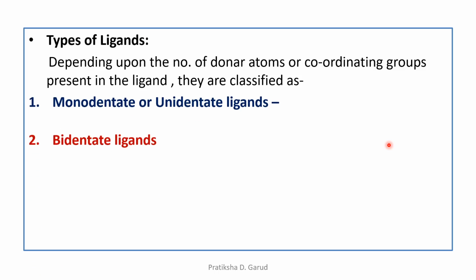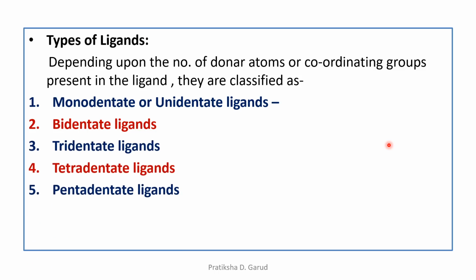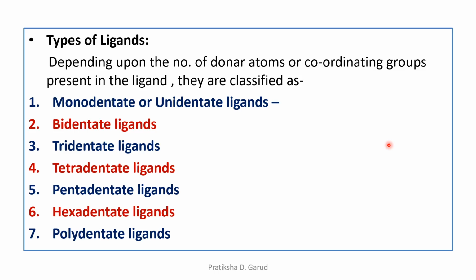The second type is bidentate ligands. The third type is tridentate ligands. The fourth type is tetradentate ligands. The fifth type is pentadentate ligands. The sixth type is hexadentate ligands. Finally, the seventh type is polydentate ligands. So depending upon how many donor atoms are present in a particular compound, we have these types of ligands.